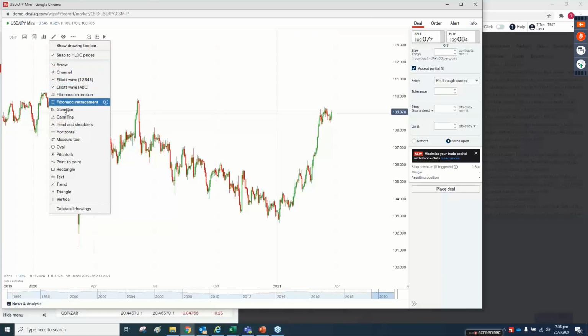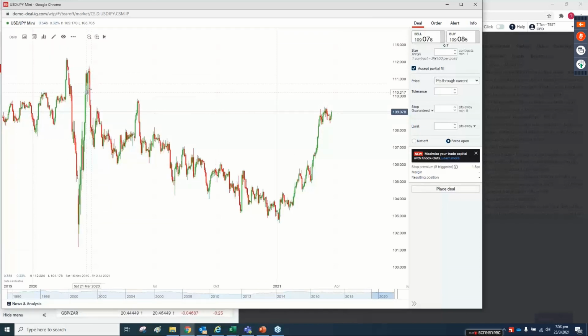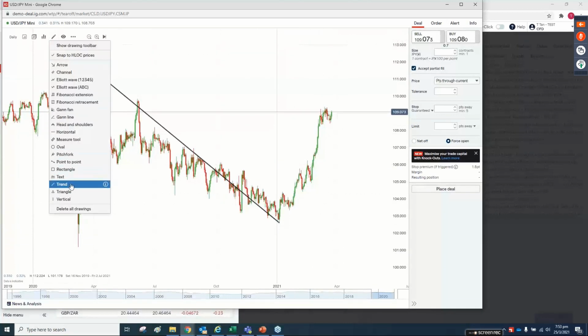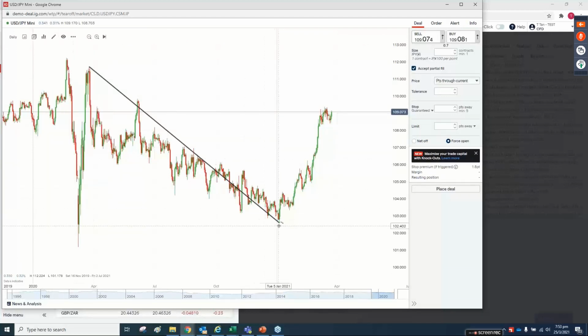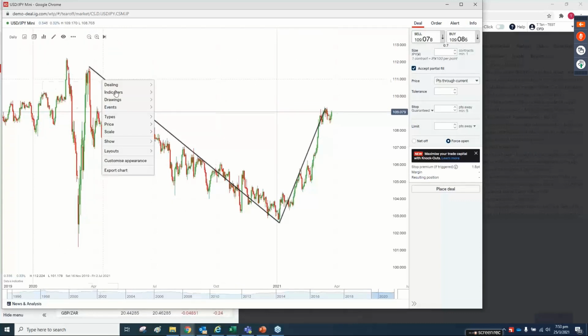Let me find another line here. Okay, I'm just going to be drawing a point-to-point line. So we can see that the markets came from here downwards to here, and then the markets has climbed from here to here. If, let's say, this lower high, this high which is lower than this high, is not a coincidence, then potentially the markets might be resting.